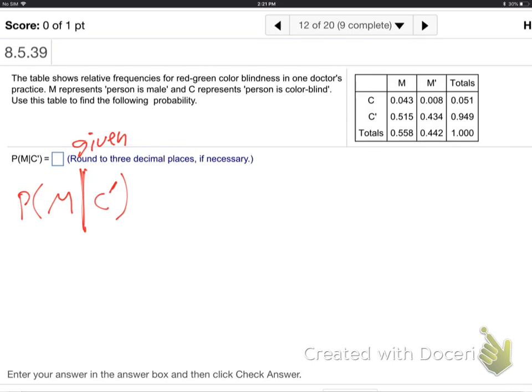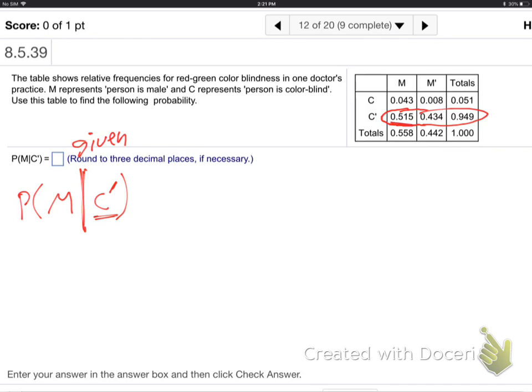So, we're given this, which means what? We're on one of those two. Well, I'll circle the whole C prime row. We're on the C prime row. We are not anywhere else. We're given that C prime happened. Whatever it is, I don't care what it is, it's C prime. It happened. The person's not colorblind. Not C happened. So we grab somebody at random. They are not colorblind. Okay, what's the chance they're a male?